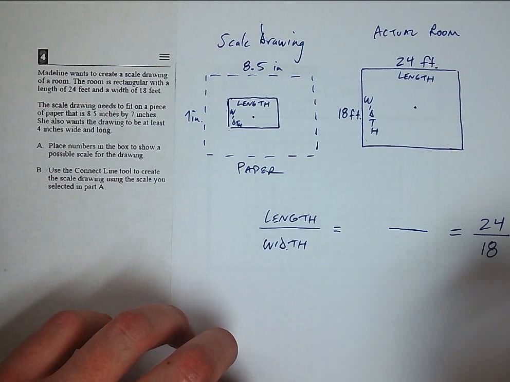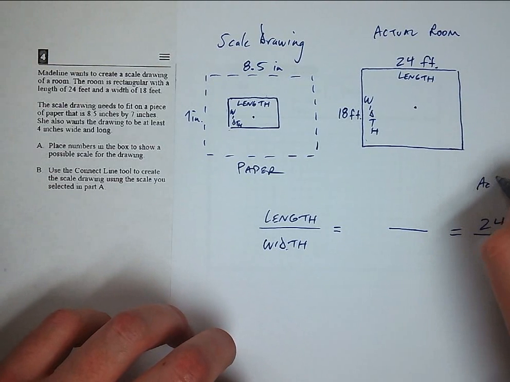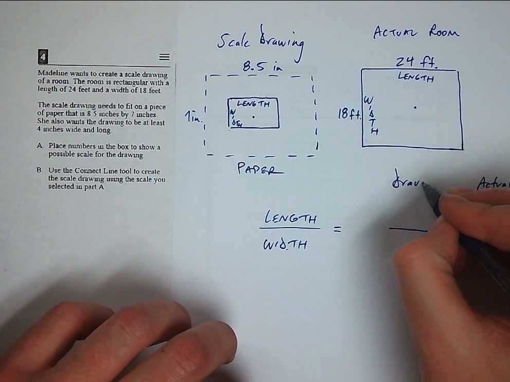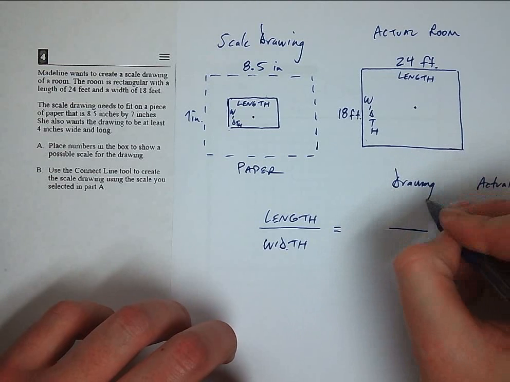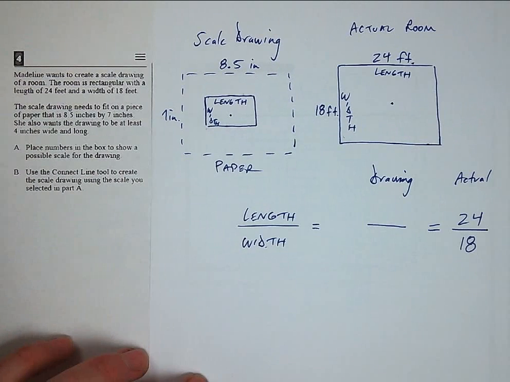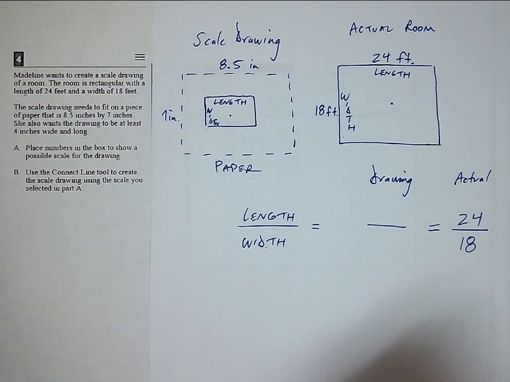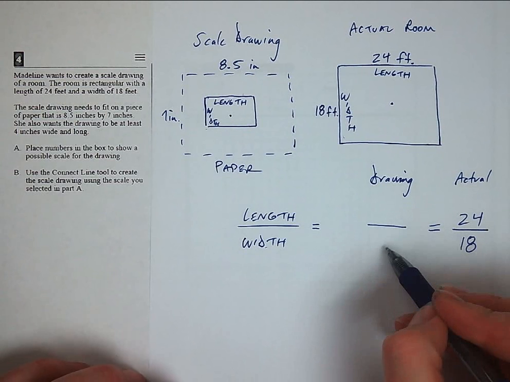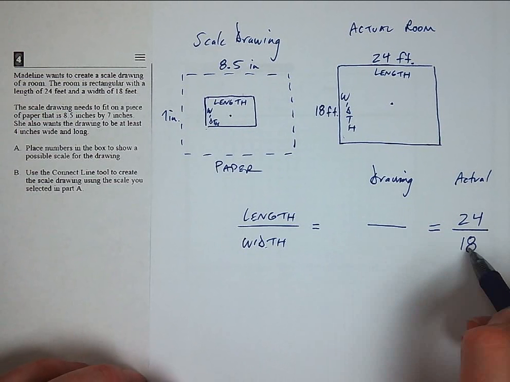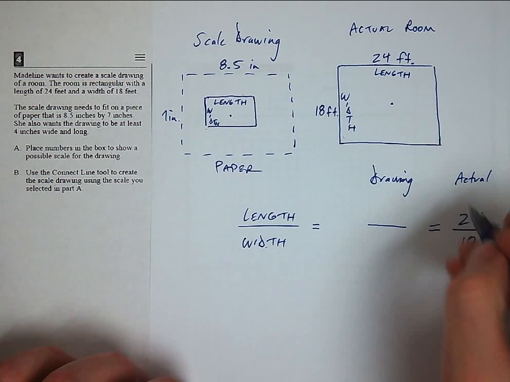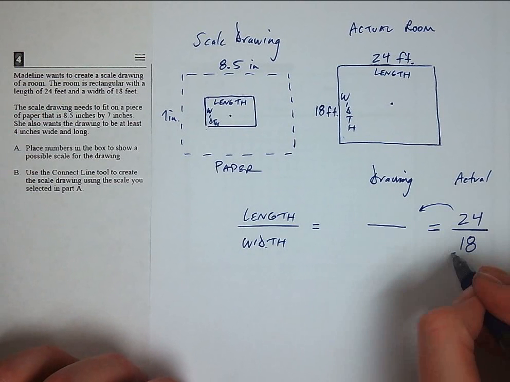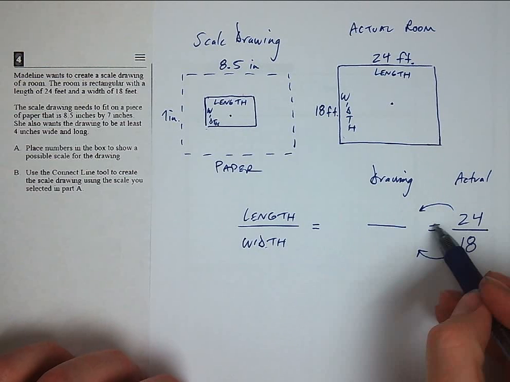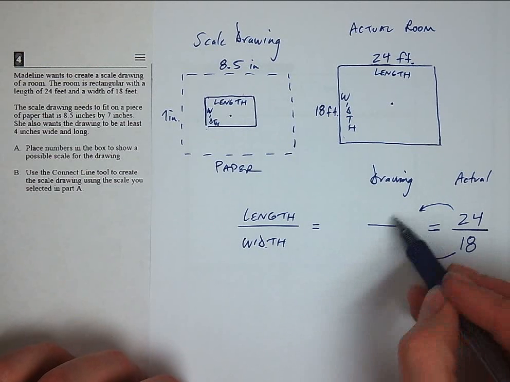So if this 24 over 18 is the actual room's dimensions, then the scale drawing's dimensions will go here. So we're looking for a simplified or reduced fraction that will still be equivalent to 24 over 18. Ask yourself, what can I do to 24, what can I do to 18 to simplify and still get an equivalent equal fraction, but just with smaller numbers?